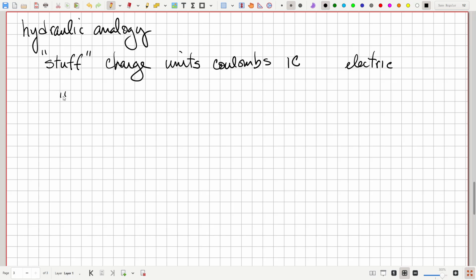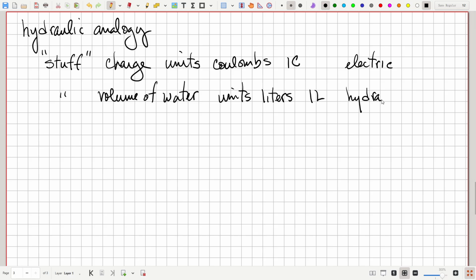For the hydraulic case, it's going to be, let's use volume of water. And we'll use the units of liters. All right, so 1 liter. So this is the hydraulic case. Okay, so liters are going to play the part of coulombs.